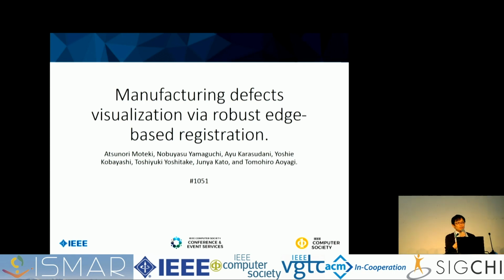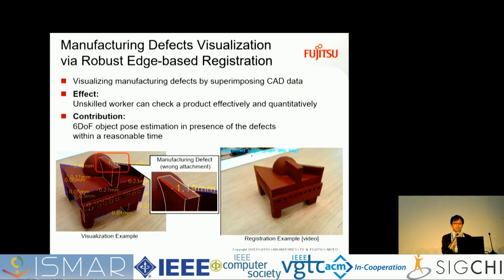Hello, my name is Atsunori Moteki from Fujitsu Laboratories in Japan. We developed a visualization method for inspecting manufacturing defects by superimposing CAD data. The defects are highlighted and the error value is displayed, so even unskilled workers can check a product effectively. And we developed a semi-automatic and robust edge-based registration method that works within a reasonable time even in the case of defects. If you are interested in this research, please come to my booth. Thank you.